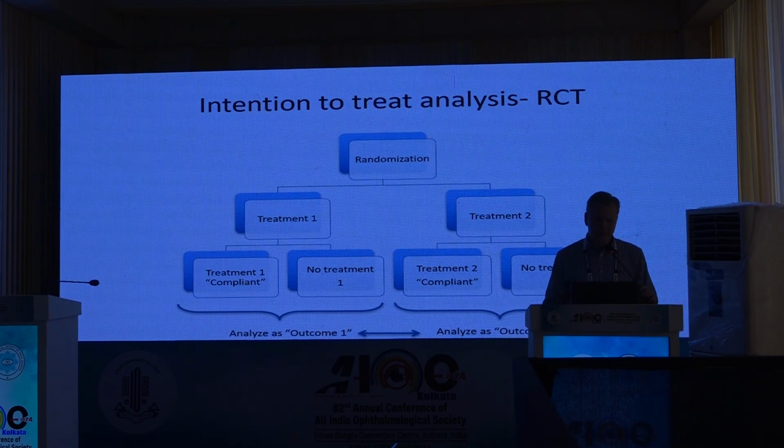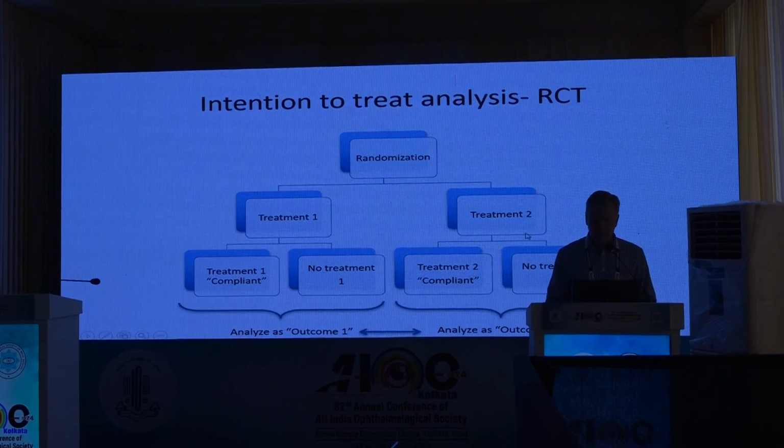So here's an example of an intention to treat analysis in a randomized control trial. You've got randomization to either treatment 1 or treatment 2. You've got a group in treatment 1 that for whatever reason didn't get the treatment, and a group in 1 that did get the right treatment, and the same thing in treatment 2. So you take this whole group and analyze them as outcome 2, and this whole group as outcome 1. Again, we see this really commonly in surgery studies where they'll remove patients that didn't get the right treatment, or something happened, or a complication.